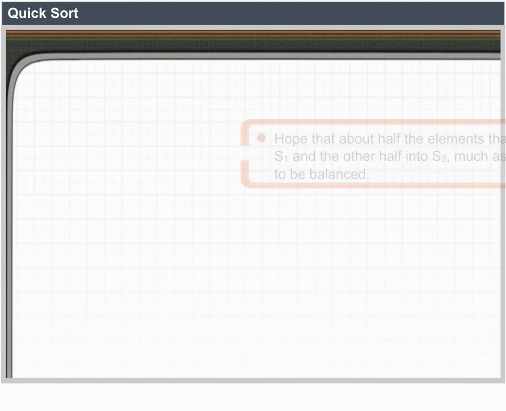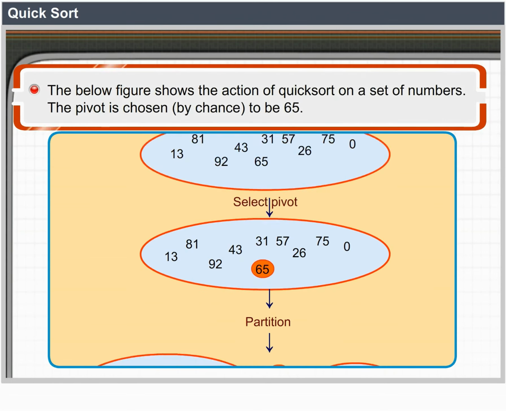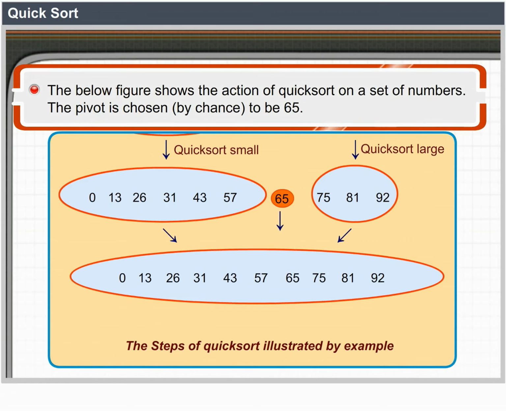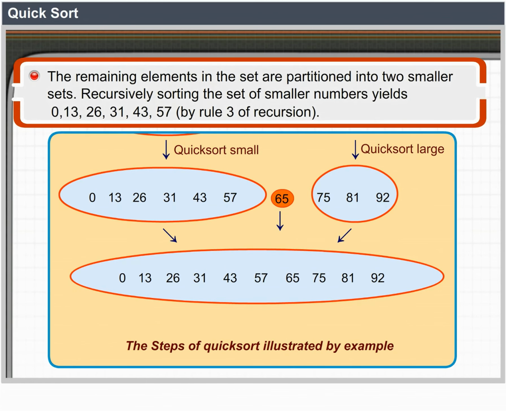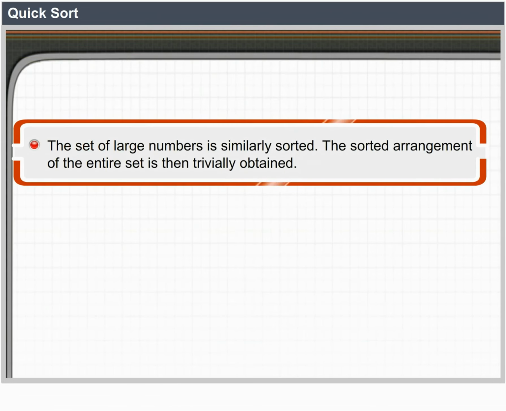The below figure shows the action of quicksort on a set of numbers. The pivot is chosen by chance to be 65. The remaining elements in the set are partitioned into two smaller sets. Recursively sorting the set of smaller numbers yields 0, 13, 26, 31, 43 and 57 by Rule 3 of recursion. The set of large numbers is similarly sorted. The sorted arrangement of the entire set is then trivially obtained.